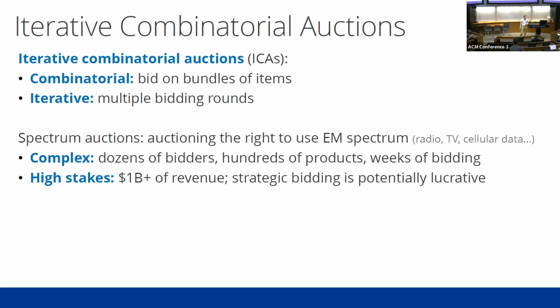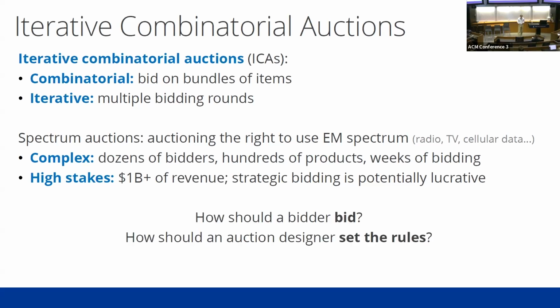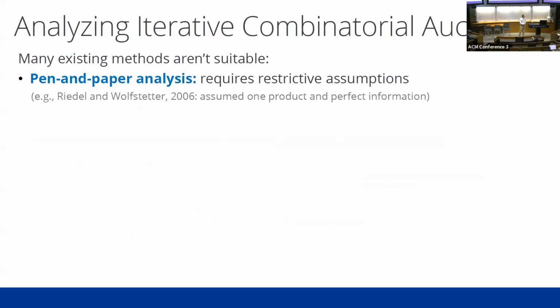And they're also very high stakes. These can take in over $1 billion of revenue, so strategic bidding is potentially very lucrative. And so the big questions that come to mind when you think about these kinds of auctions are, what should bidders do? When a bidder is faced with one of these auctions, how should they bid? And when a designer is trying to figure out how to set the rules of the auction, how can they predict whether a change to the rules will improve or hurt revenue? And so what tools could you use to think about this?